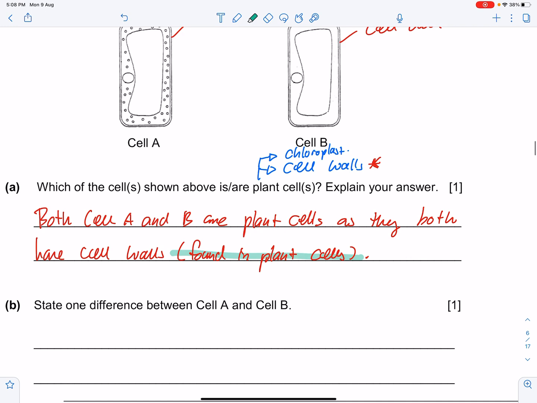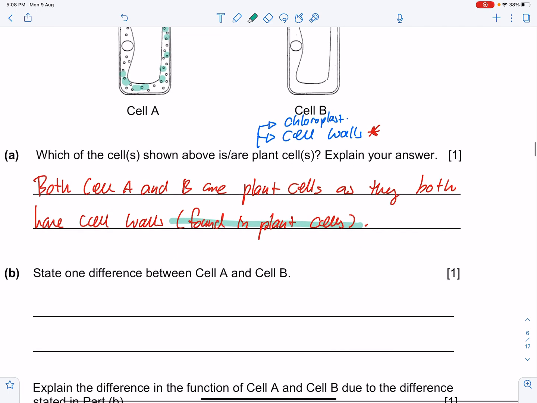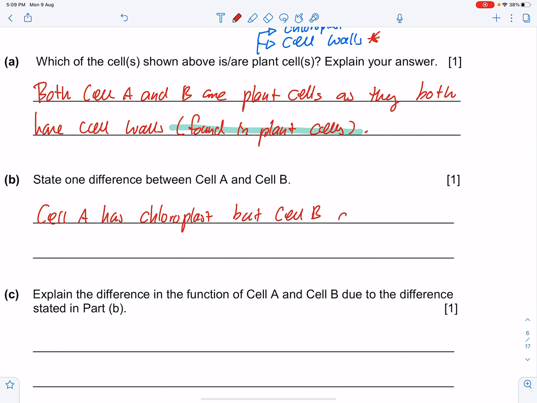State one difference between cell A and cell B. Look at the picture, it's pretty obvious. I am seeing things like your chloroplast. That's the main difference, right? So in this question, very, very straightforward. They ask you to just state, right? Okay, so cell A has chloroplast, but cell B does not.